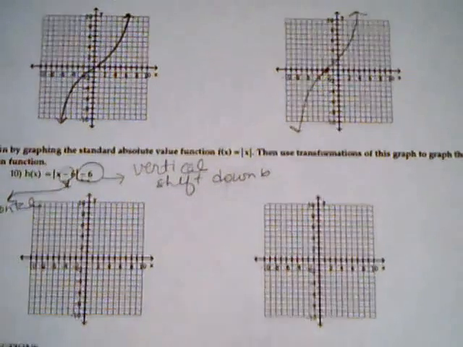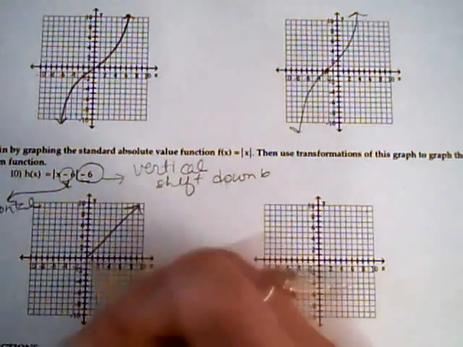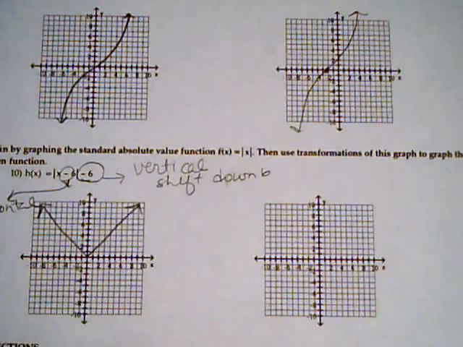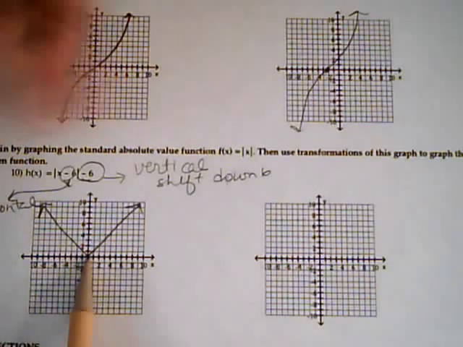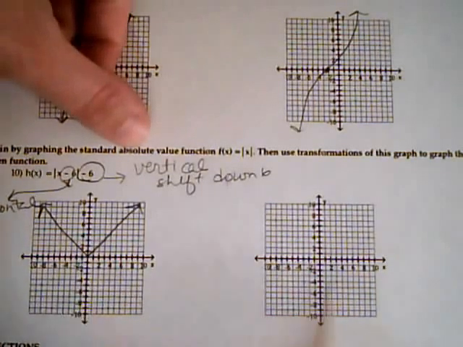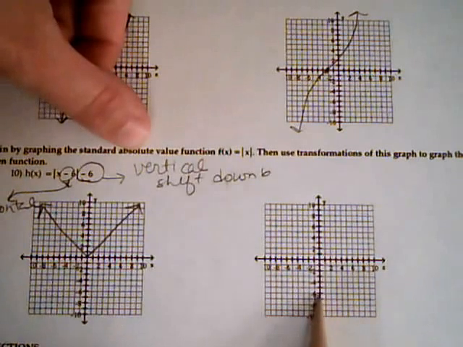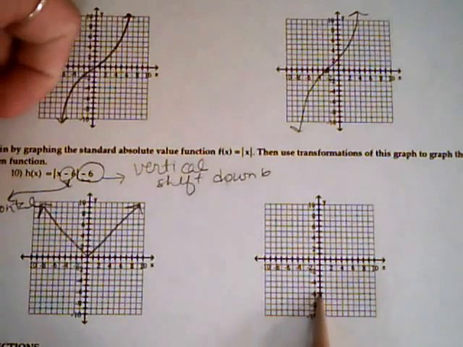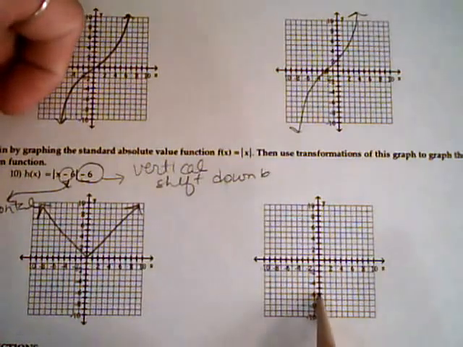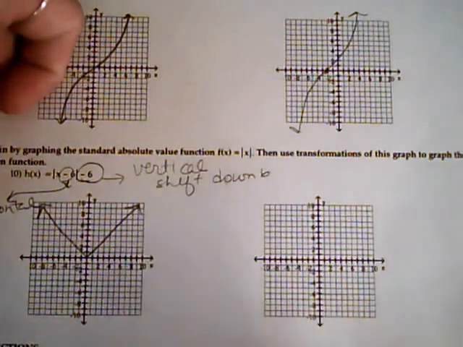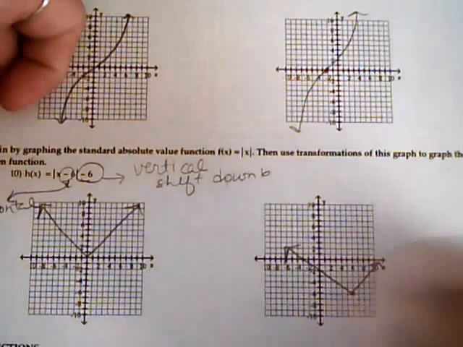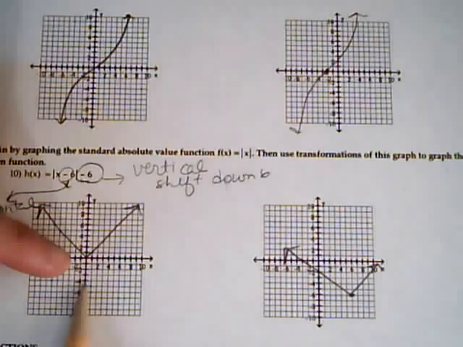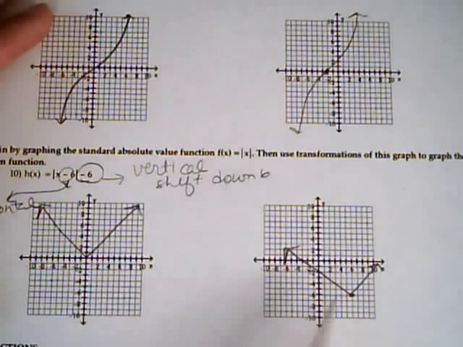My parent graph would just be our absolute value function, which would look like this. So I need to take my vertex, and it's going to be shifted vertically down 6, and horizontally to the right 6. So I'll go over 6. That's where my new vertex would be. So my original function has been shifted down 6 and to the right 6 to get my new graph.